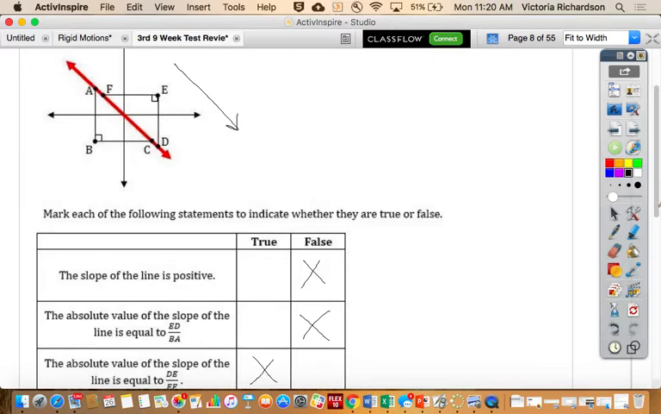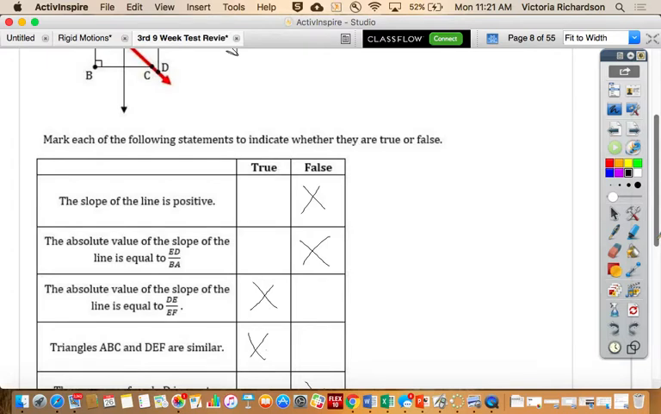Then it says the absolute value of the slope of the line is equal to ED divided by BA. So ED is right here, and BA is right here. These are both rises, aren't they? Because they're both going this way. So we have to have rise over run. So this cannot be true. So that's false. Now the next one says the absolute value of the slope is equal to DE divided by EF. That's true because DE is the rise, EF is the run. Rise over run gives me the slope.